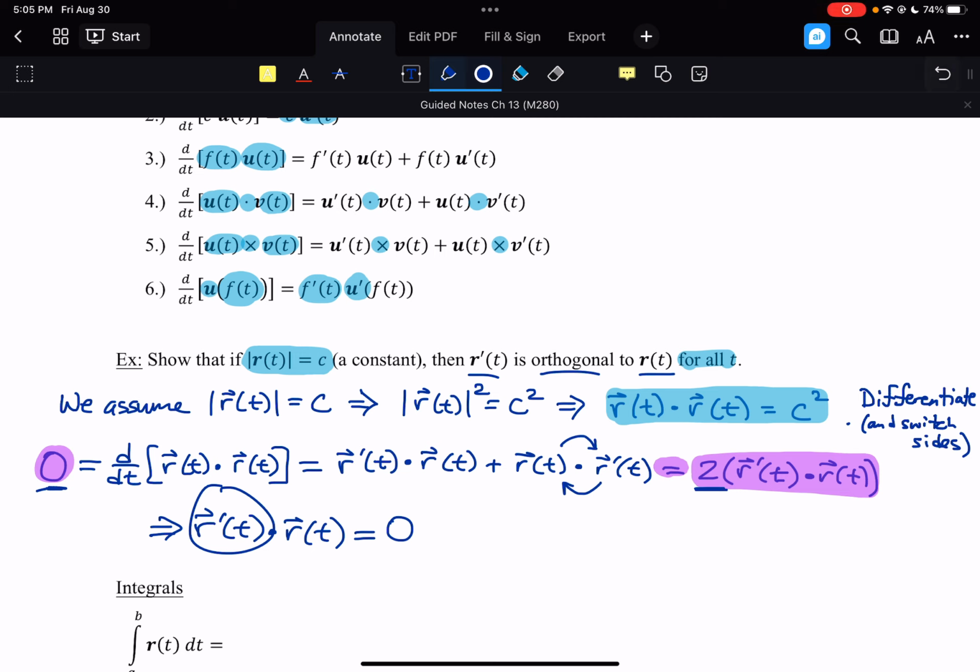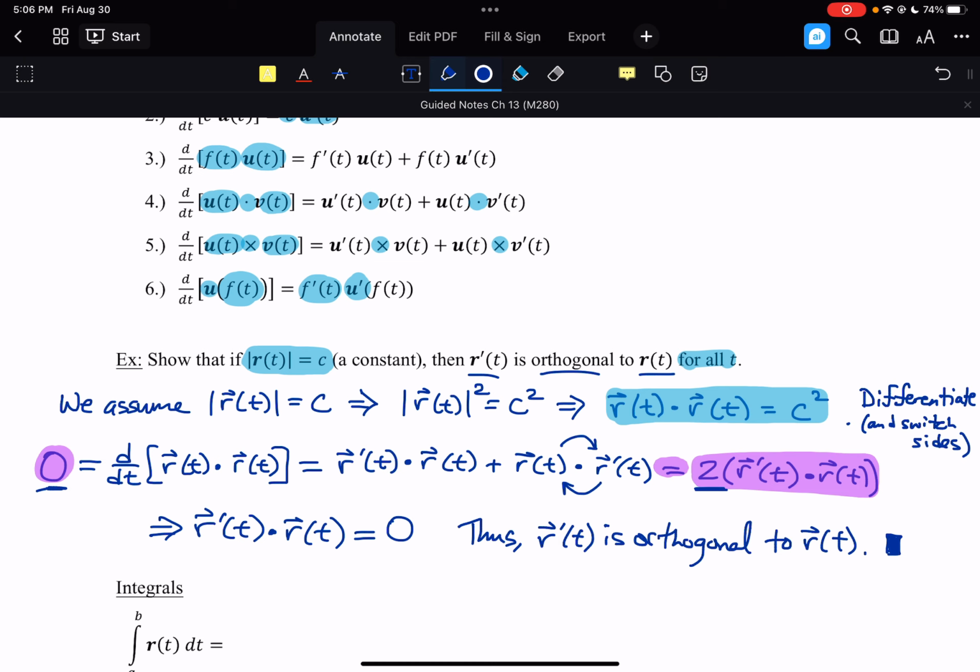So we can say, thus, r prime of t is orthogonal to r of t. And we can go ahead and just put a little box there to signify that the proof has been completed. So if we have a vector function of t whose length is constant for all values of t, then the derivative of that vector function will be orthogonal to the original.